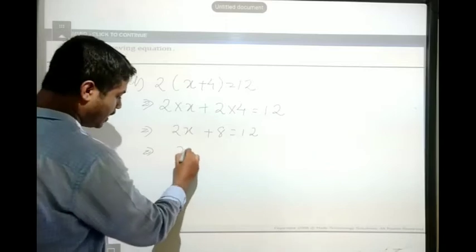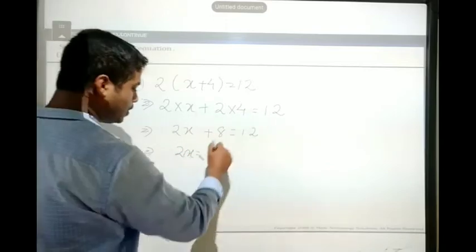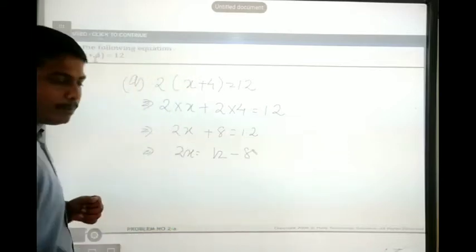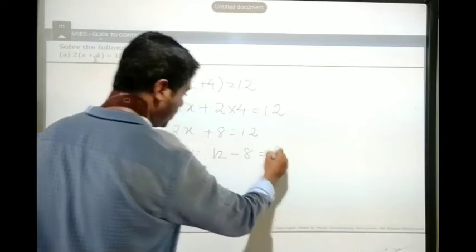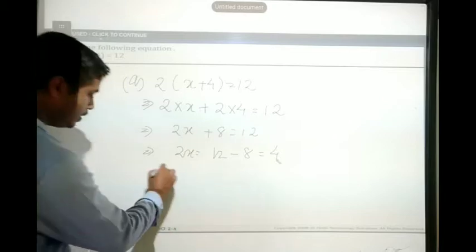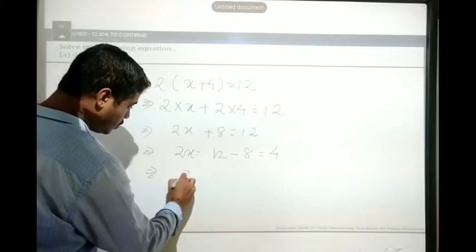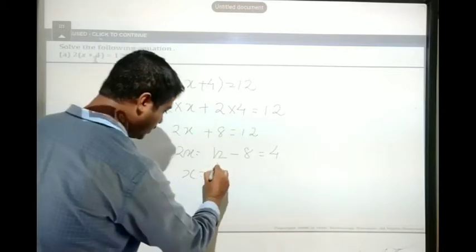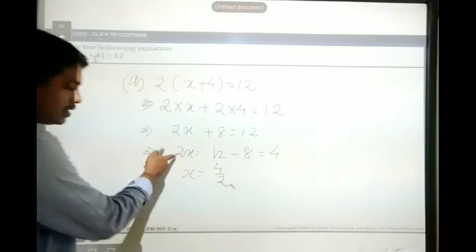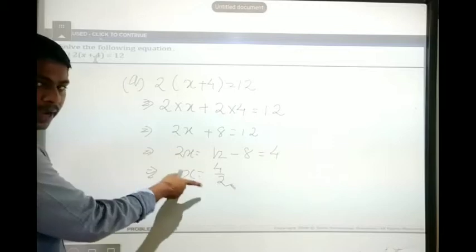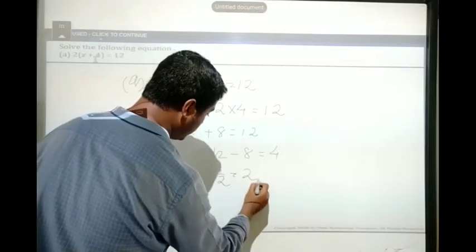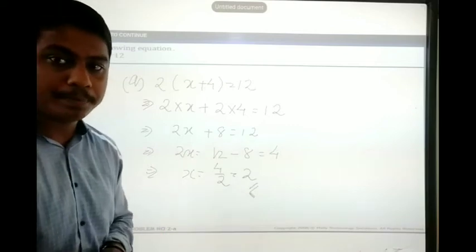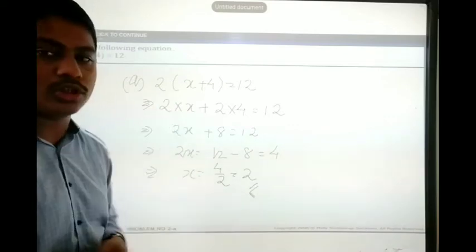Put the variable on the left hand side and the constant on the right hand side. Since 8 is plus, when put on the right hand side it will be minus. 12 minus 8 is equal to 4. So 2x equals 4. Put the variable on the left hand side, the constant on the right hand side: 4 by 2, since it is multiplied. So x will be equal to 2. This is your answer for question number 1. Pause the video, you can write the solution from here.